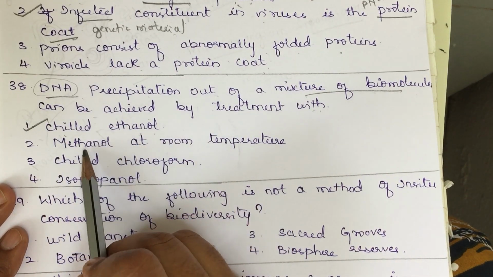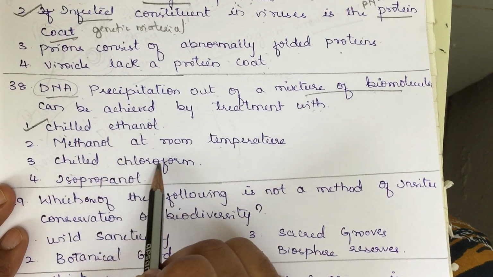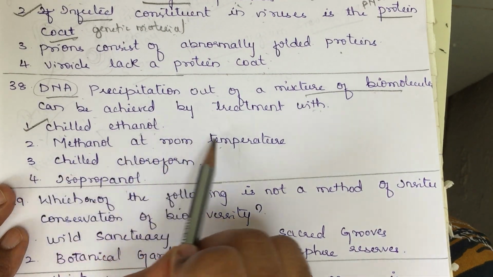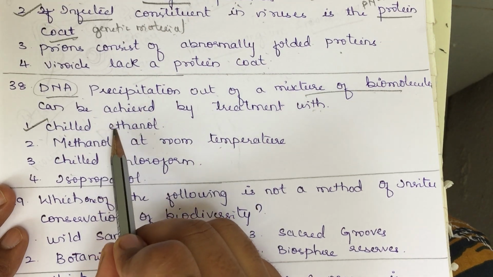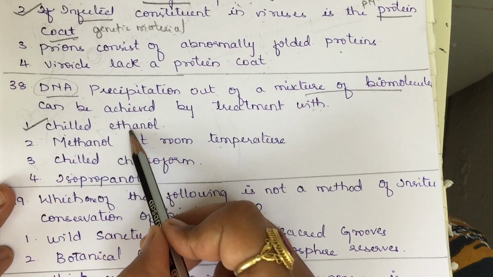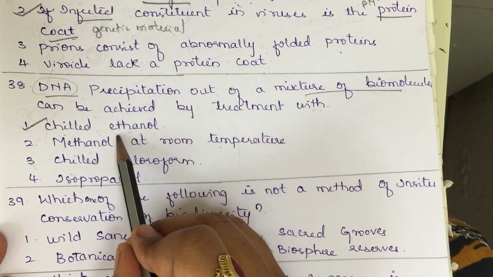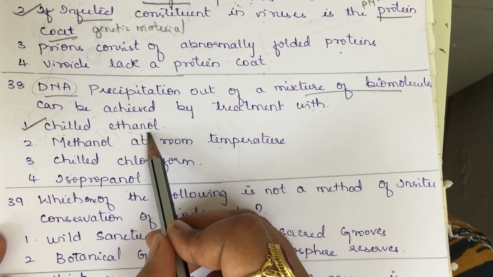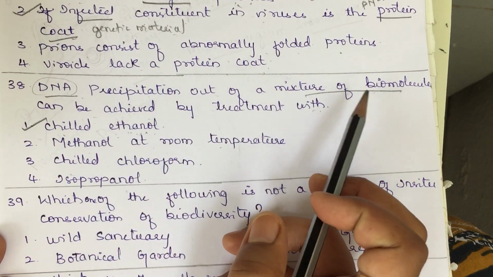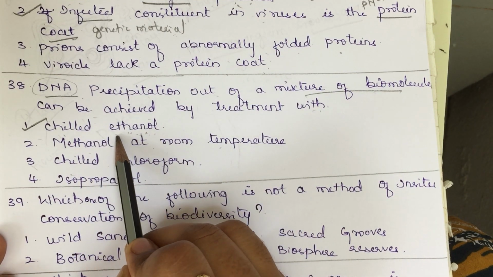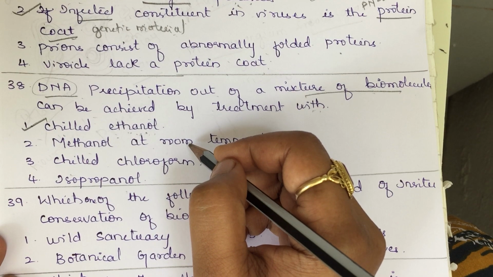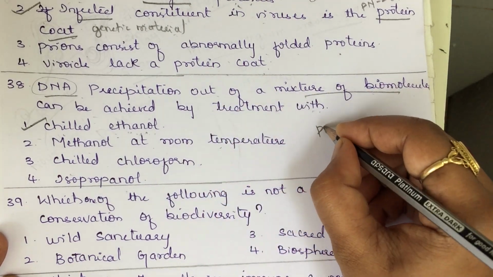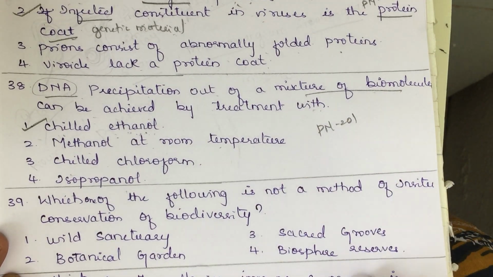It is a very direct question. Methanol at room temperature, no. Chilled chloroform, no. Isopropanol, no. We are not using any of these. Only ethanol helps to get the threads of DNA clearly visible in the test tube. So chilled ethanol is used to remove DNA from a mixture of biomolecules. DNA is removed easily, and it is stored. This you will get from the biotechnology chapter from second year, and this is page number 201.